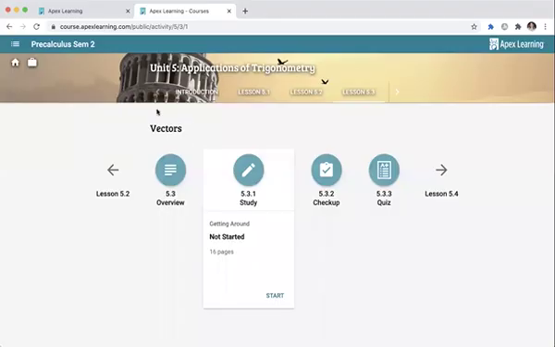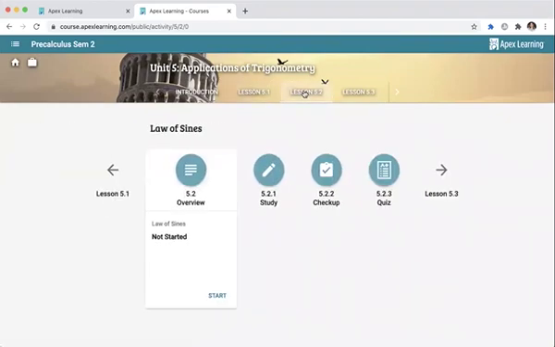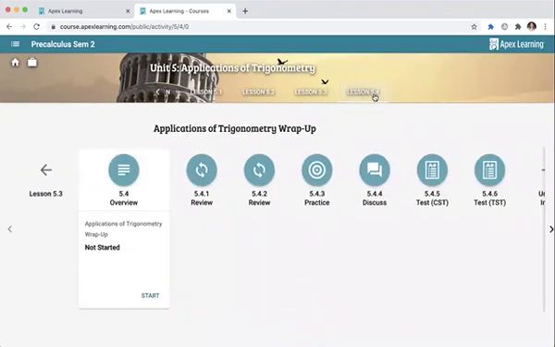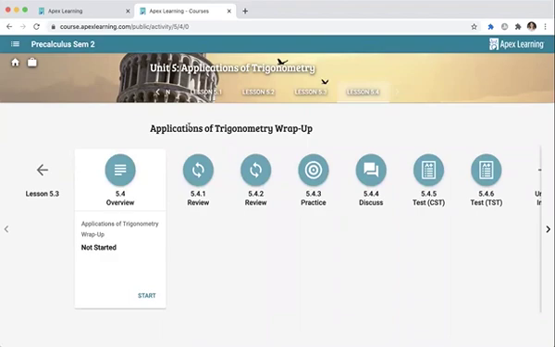All right, so again, if I share my screen with you, what I mean is yesterday we talked about 5.1 and 5.2, right? So we introduced the law of sines and the law of cosines. And then today we're going to work on 5.3, which is vectors. We will review a little bit for 5.4 to wrap it all up here.